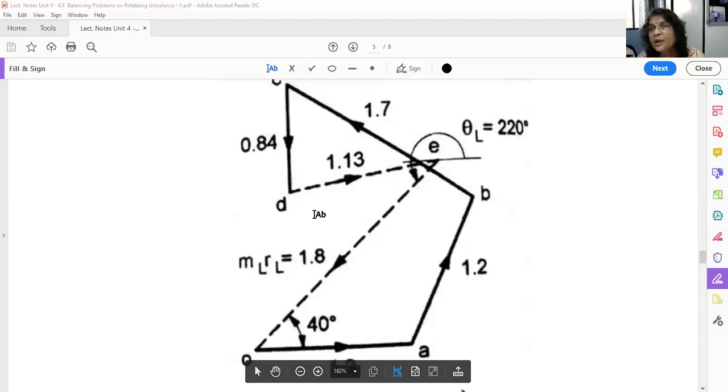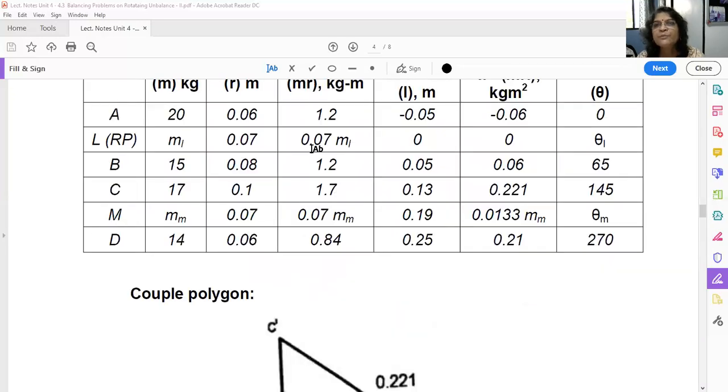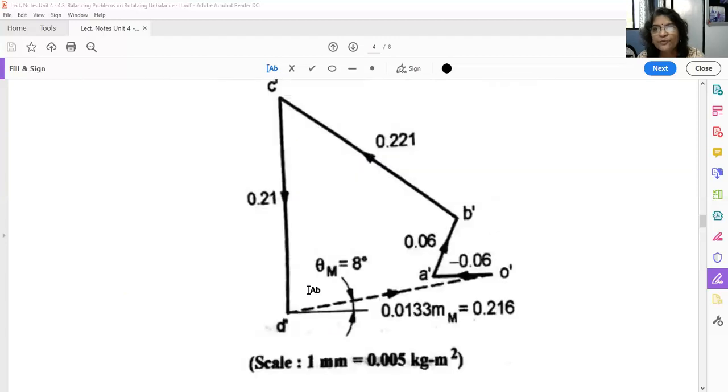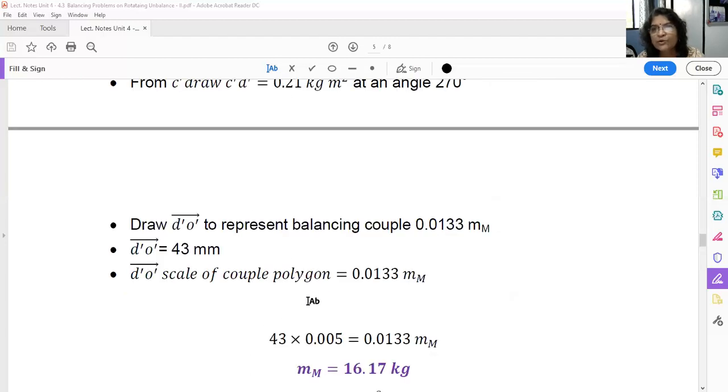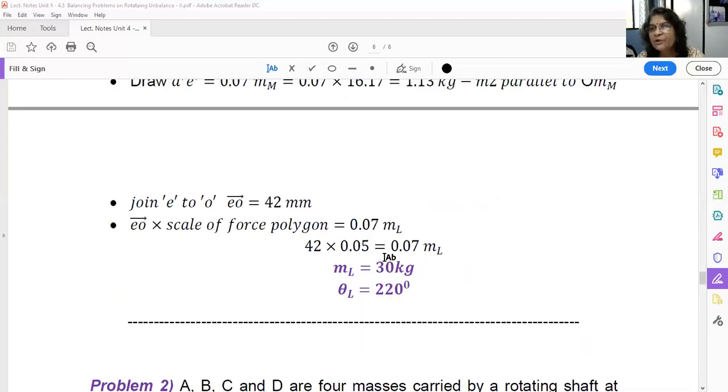So what you have to do? Final point, initial point, draw a line from the final to the initial point. This will represent MLRL 1.8. That means see this one, this component, this one, 0.07 ml at theta l. Okay, so 0.07 ml is equal to what? See, 0.07 ml is equal to, you are getting 42 mm length of the vector multiplied by scale 0.05, you will get ml, 30 kg.